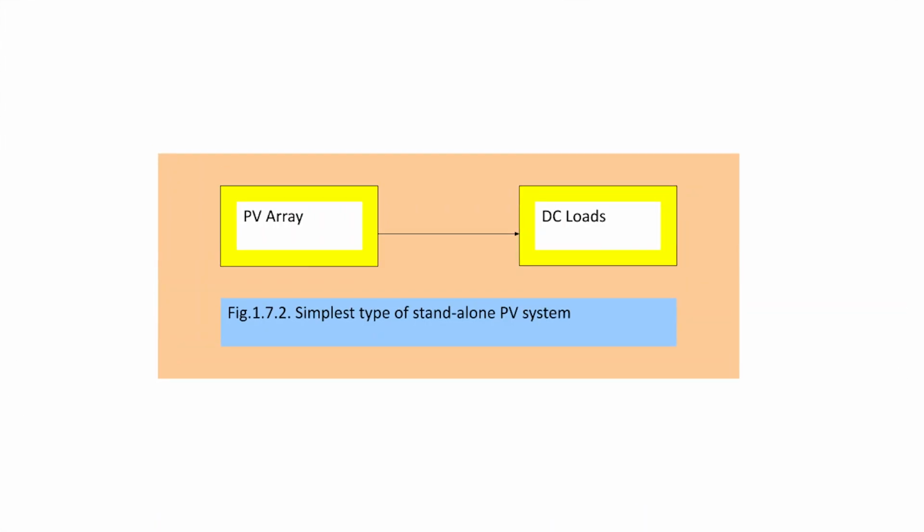Here you can see such a system operates during sunlight hours only, because you are not storing any electricity in the battery. Whatever electricity you are generating with the PV array is directly transferred to the DC load. You can use any DC load, any DC fan, or a solar lantern for such a system. So this is the simplest type of standalone PV system, from where directly generated electricity from the PV array can be used as a DC load.